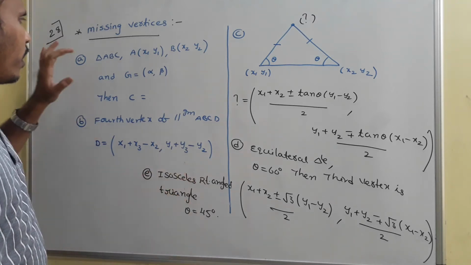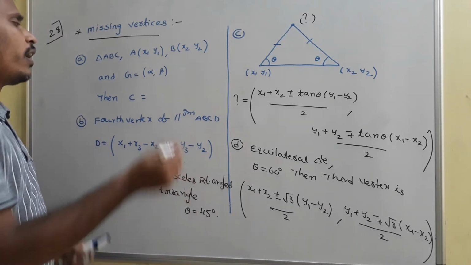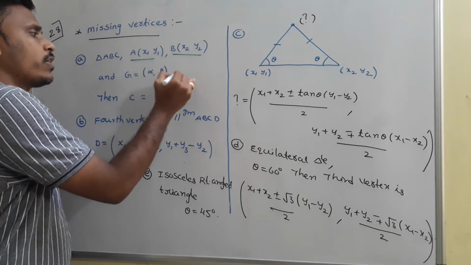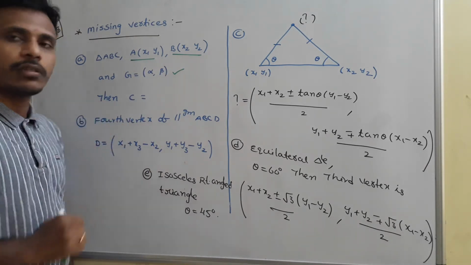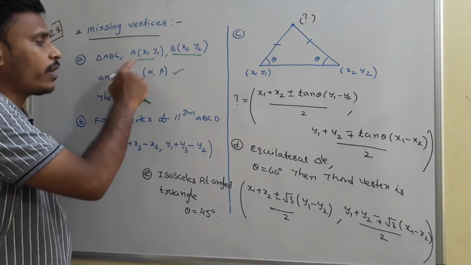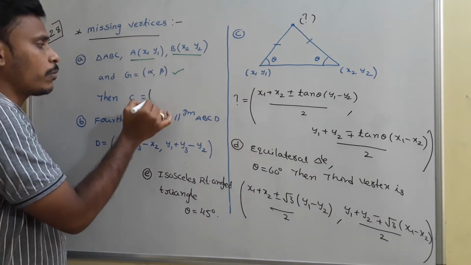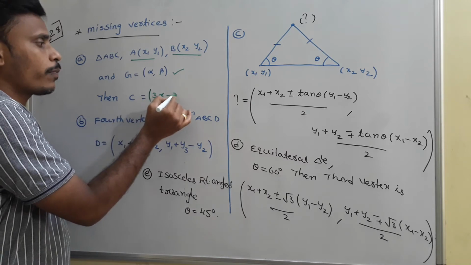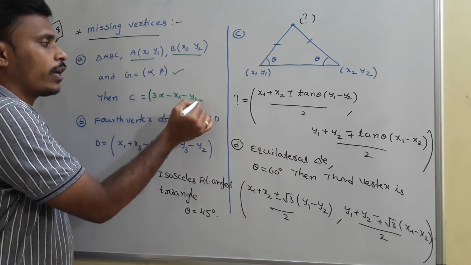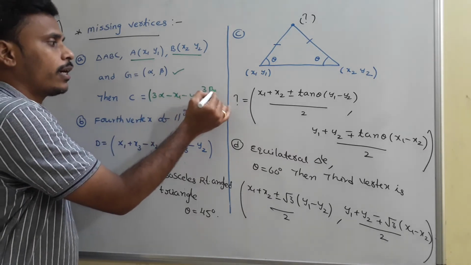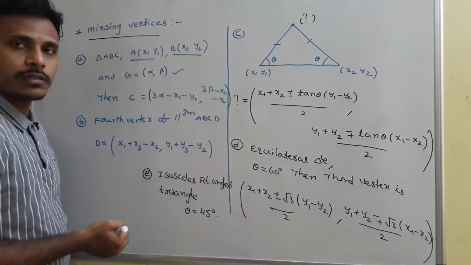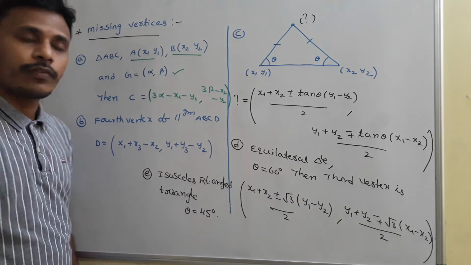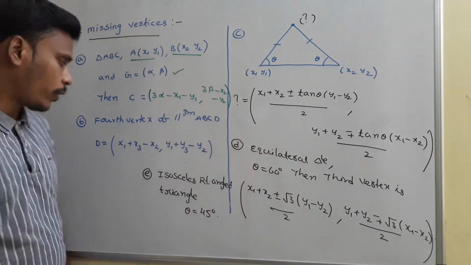Vertices. See, in a triangle ABC, if A (x1, y1), B (x2, y2) and the centroid (alpha, beta) are given, then what can we say about the third vertex? See, the centroid is given, A and B are given, then the third vertex C is nothing but (3 alpha minus x1 minus x2, 3 beta minus y1 minus y2). This is the third vertex.